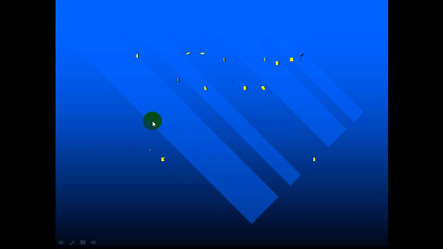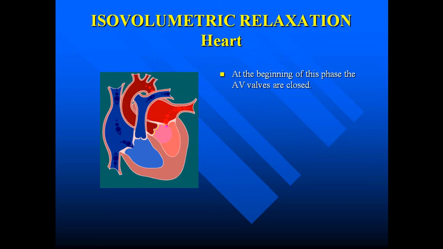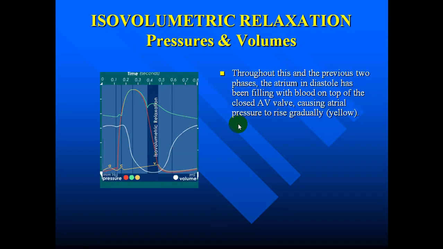What about the heart sound there? There is no heart sound, as seen at the end of systole. Next is isovolumetric relaxation, the beginning of diastole. At the beginning of this phase, the AV valves are closed, while the semilunar valves are still closed, so all four valves are closed, and the ventricle is relaxed.